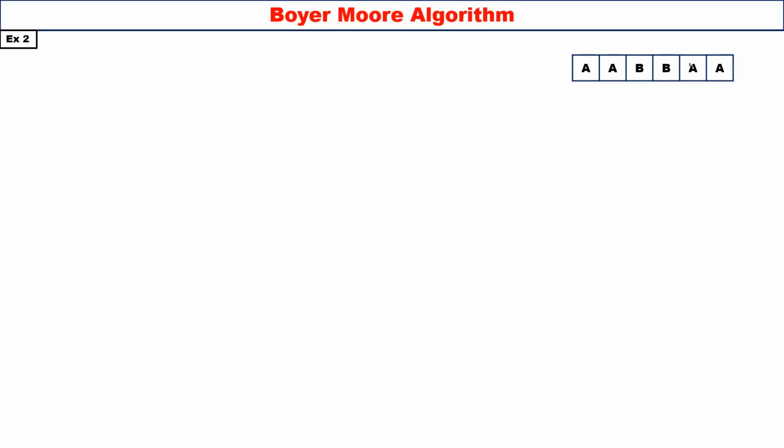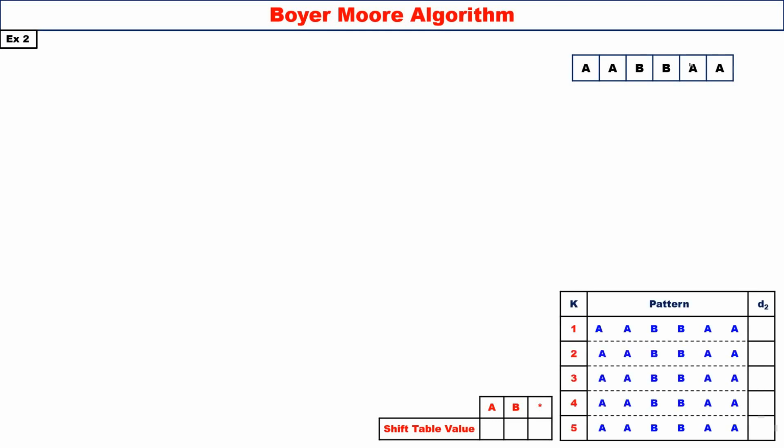Let us consider the pattern as AABBAA. First, we shall consider the shift table value, and the D2 table also we have to construct. For A, it is 1, 2, 3, 4, 5. It will be updated to 4. B, it is 3, updated to 2 again. Again, A is updated to 1. For all the remaining characters, it is 6. You know how to construct the shift table.